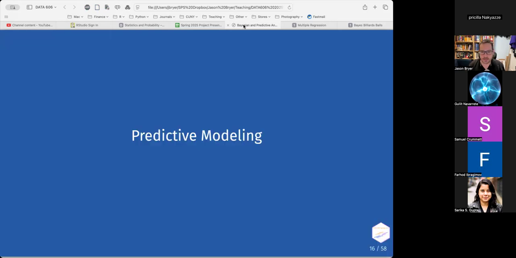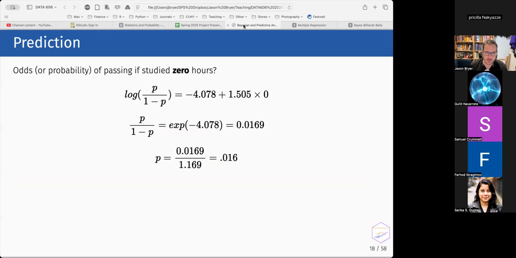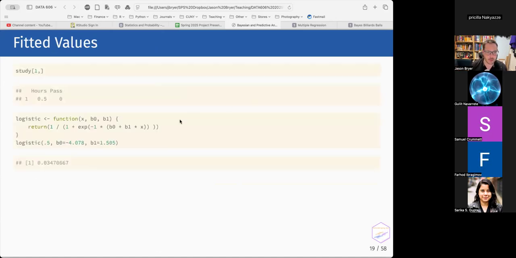Okay, then I want to do a couple of things as an introduction to predictive modeling. We're going to go back to our data set where we're trying to look at whether or not a student passes based upon how many hours they study. The prediction gives the log odds, and we can convert that to a probability. It's substituting in the same way we do with regression.